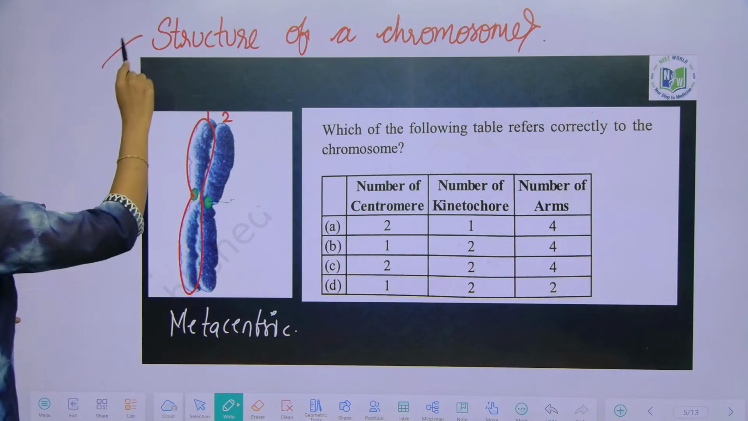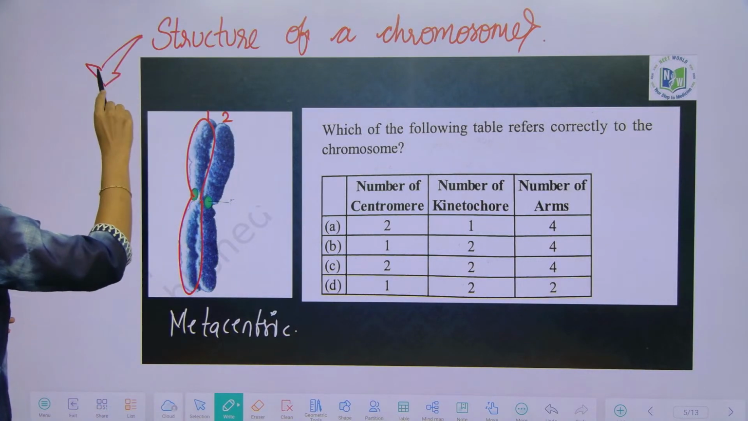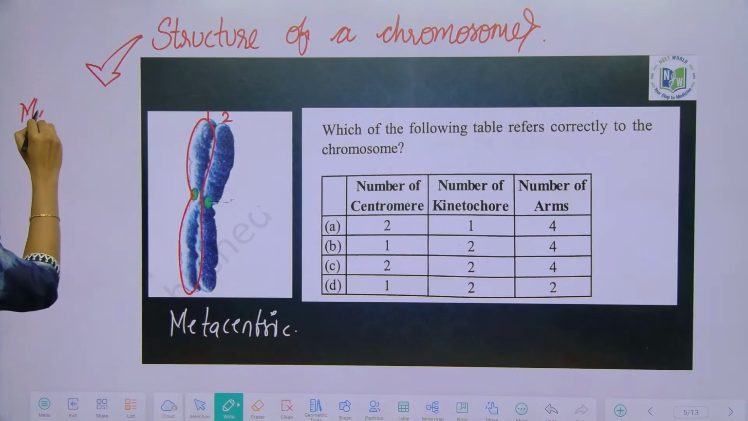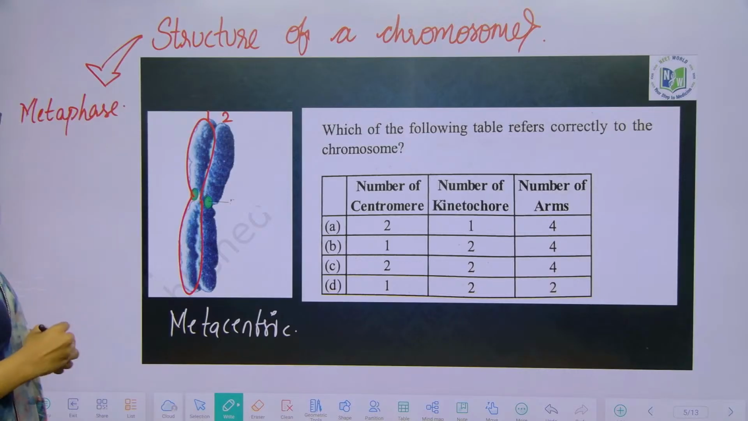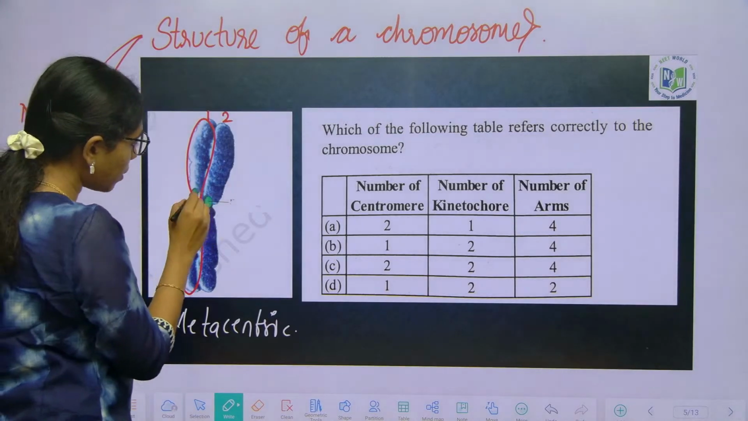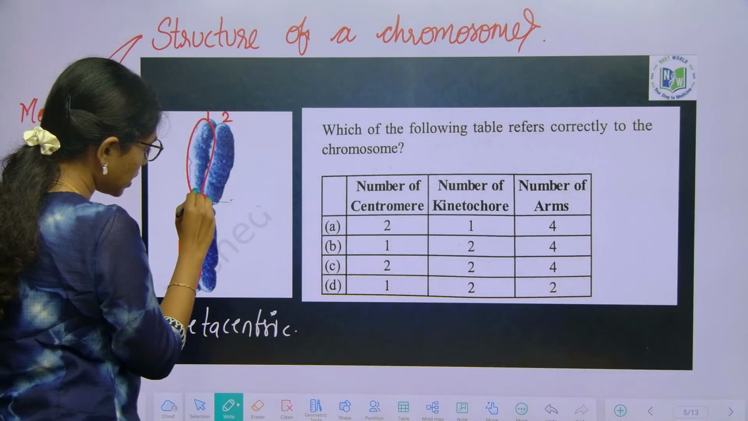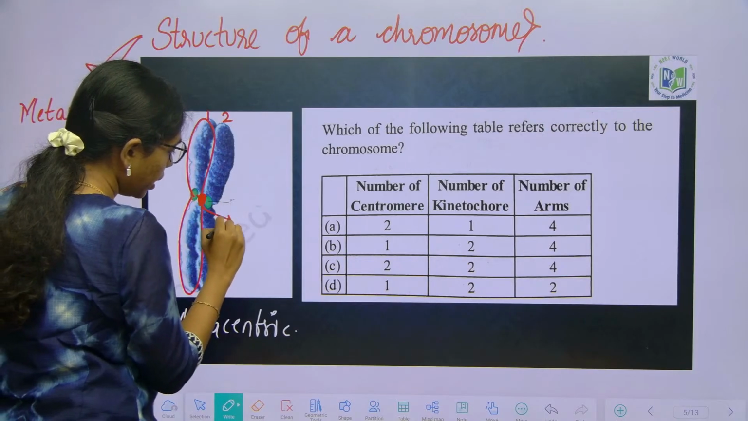And in which phase can you see the clear structure of the chromosome? The clear structure of the chromosome is observed during metaphase. At the center there is a primary constriction.